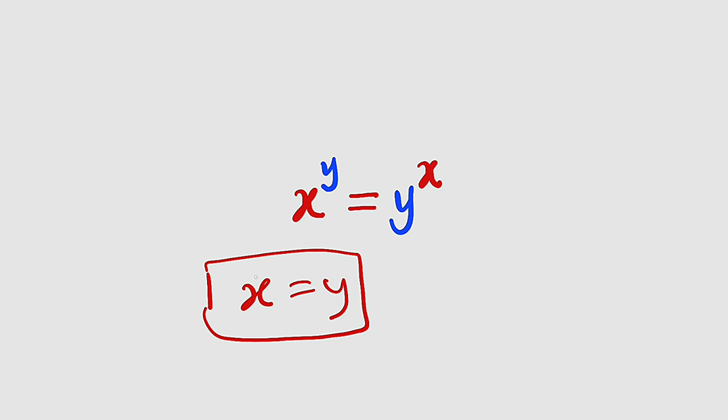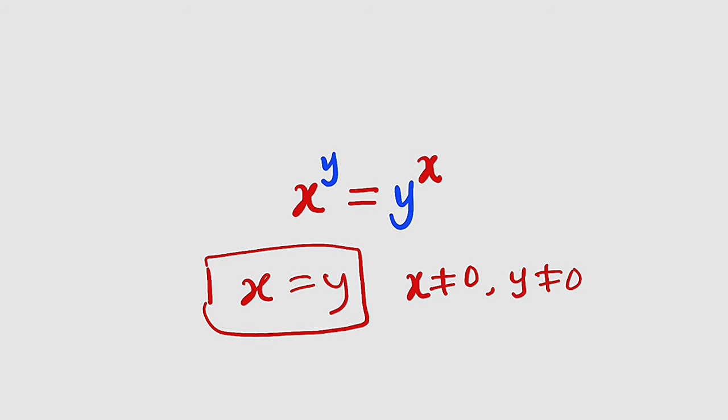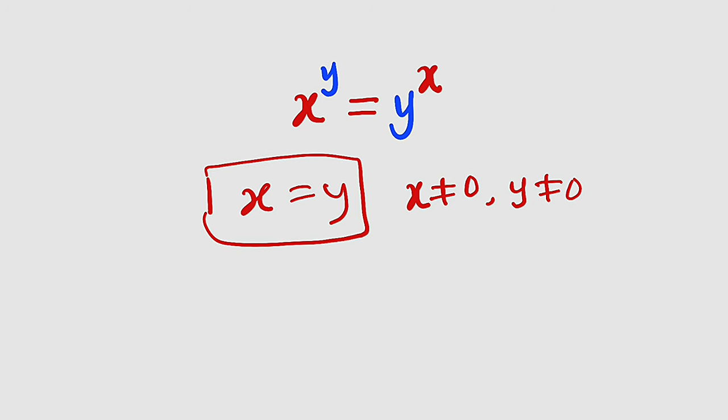For example, if y is 2 and x is 2, we have 2 to the power of 2 equal to 4 on both sides. But in this case, we don't want x to be equal to 0 as well as y equals 0. We don't want this situation because 0 to the power of 0 is undefined, which implies that this equation has infinitely many solutions. But if you want to confirm that this equation has infinitely many solutions, we can give it a try.